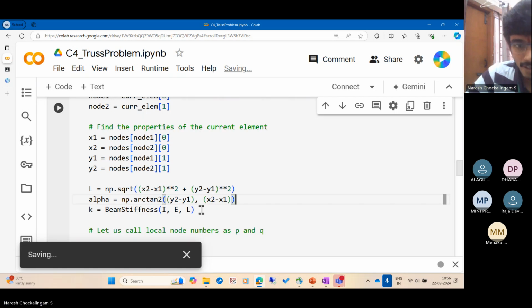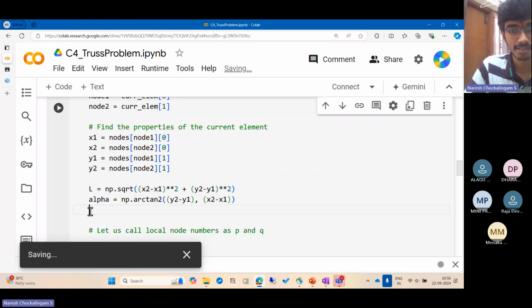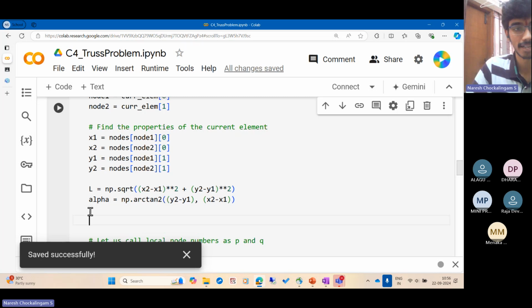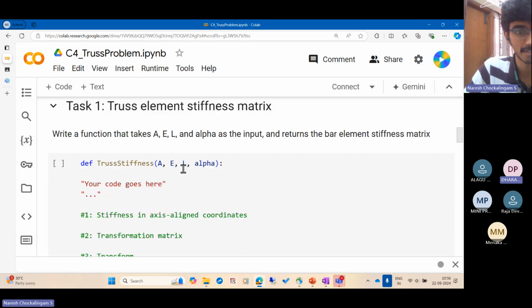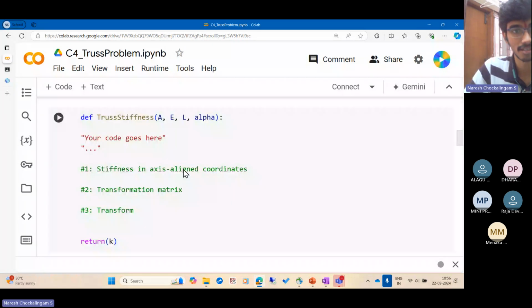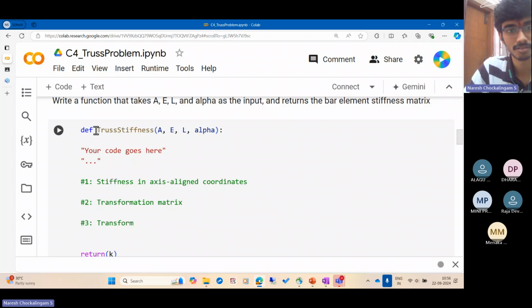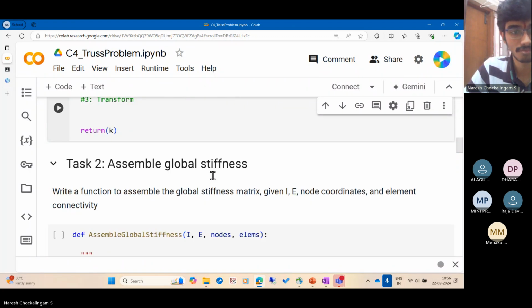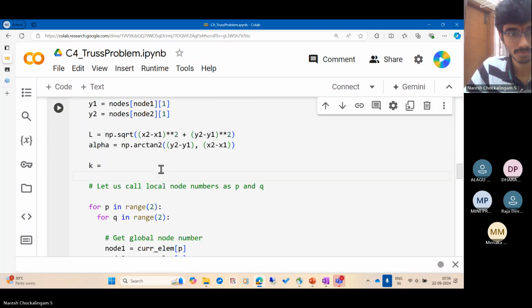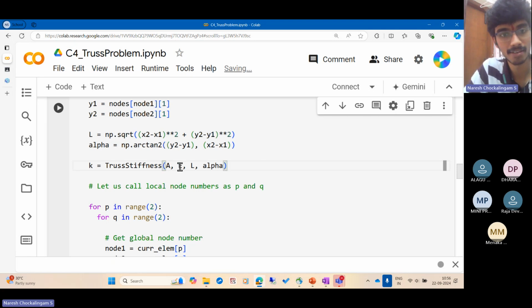But alpha, this is the previous code, delete it. So next, what do we do? Get the element stiffness matrix, right? So I'll call it a small k. What did I call this function? Truss stiffness. So just copy paste this. It takes in area, Young's modulus, length, and alpha. Alpha we are computing, and it will return the stiffness matrix.